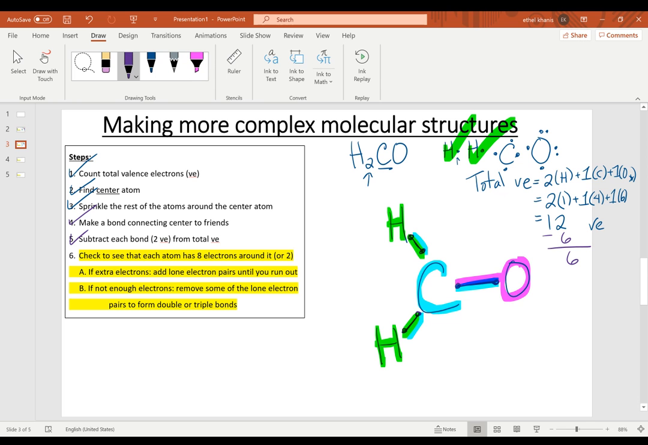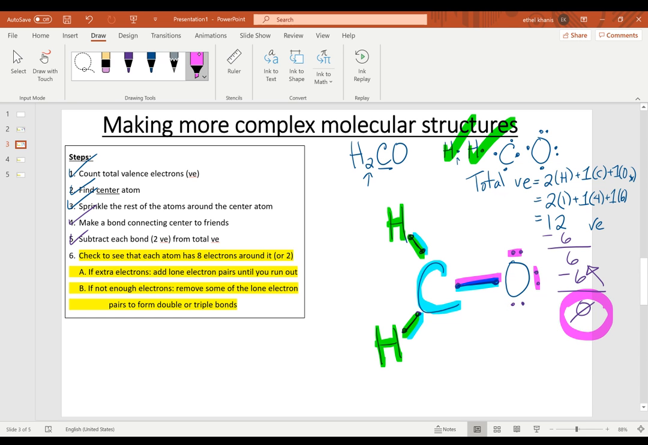So let's follow step 6A. We're going to add these 6 extra electrons to make everything work first. So let's do oxygen. Oxygen right now has only 2. So we're going to add 6 electrons to get from 2 to 8. So this is now 0, right? And so we've added 6 electrons. So we have 2, 4, 6, 8. So this oxygen's good, but we ran out of electrons and our carbon is still lacking.